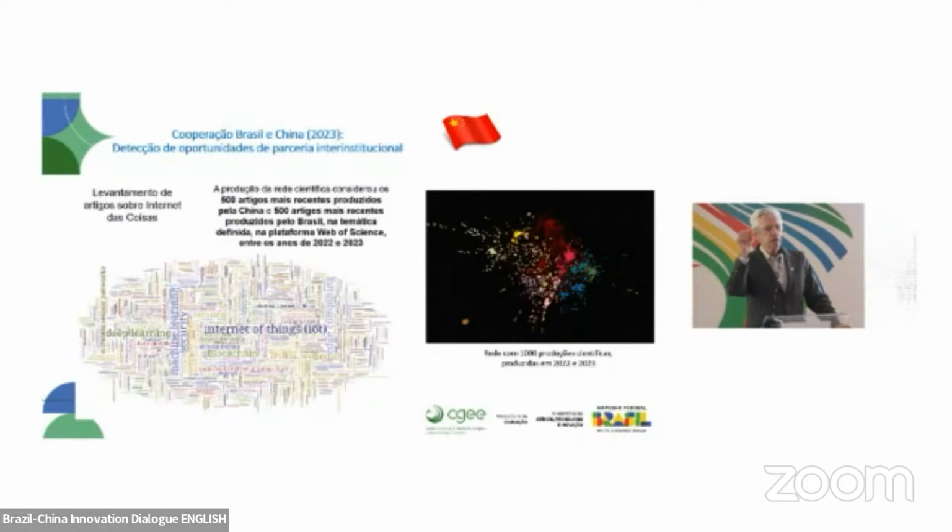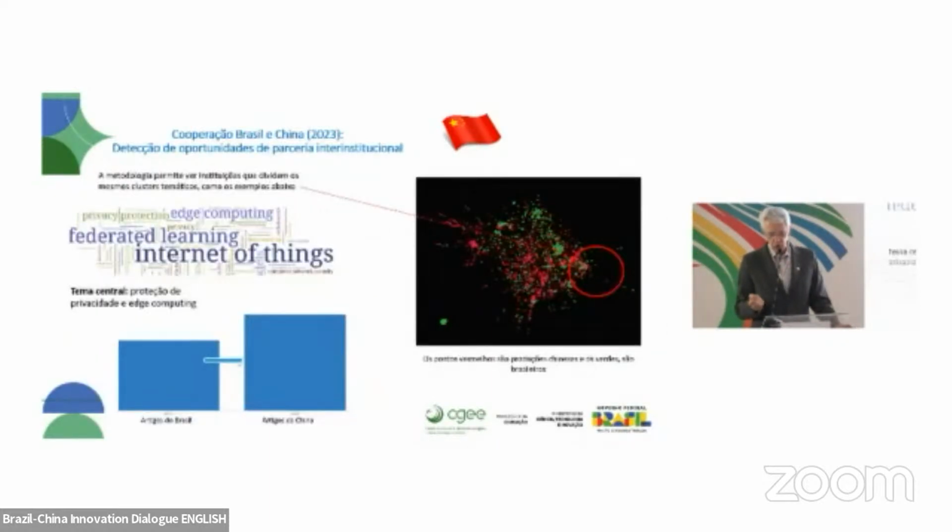And when you go to the personal page, you can get their own curriculum there. So you can go to their curriculum and see to what extent their interaction would be relevant or not. So you have a network there with 1,000 scientific productions from 2022 and 23, so you can take a snapshot of that.